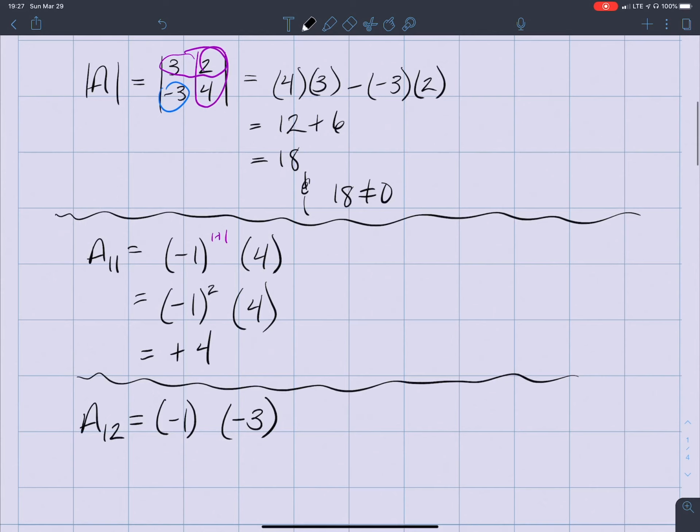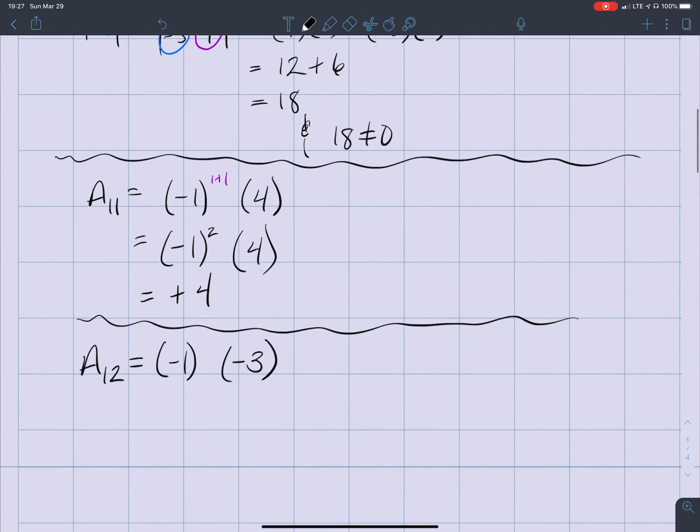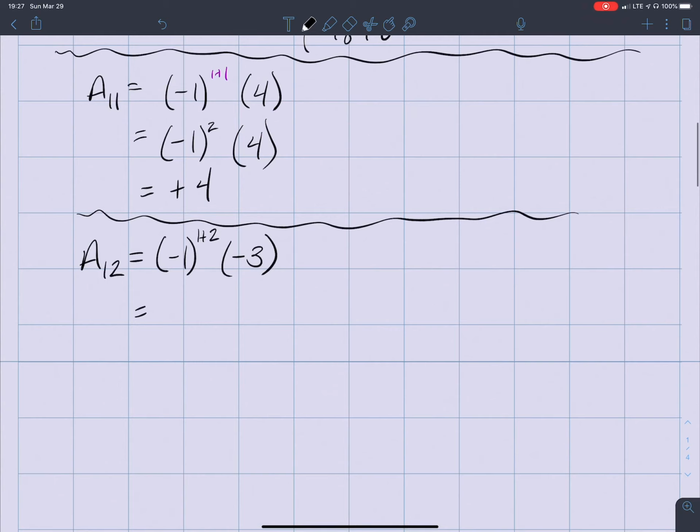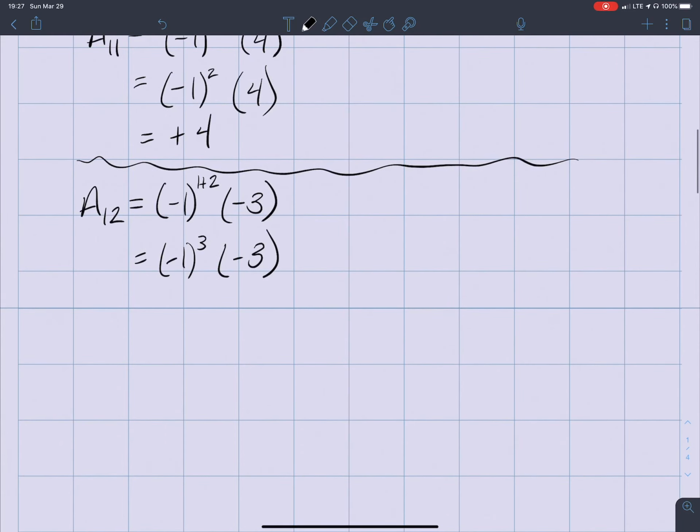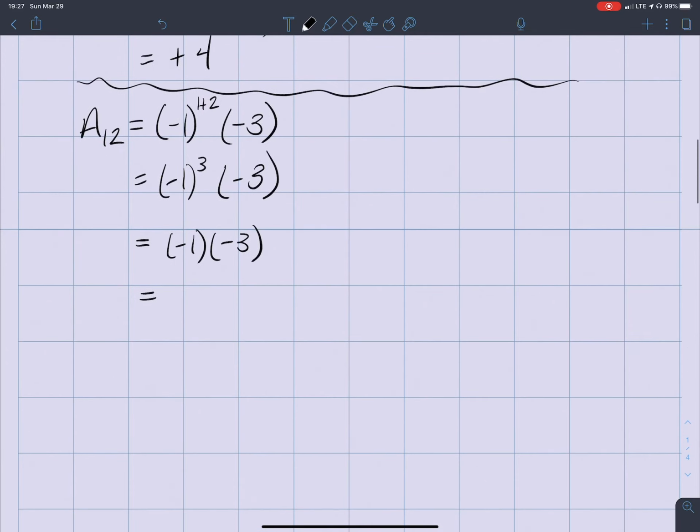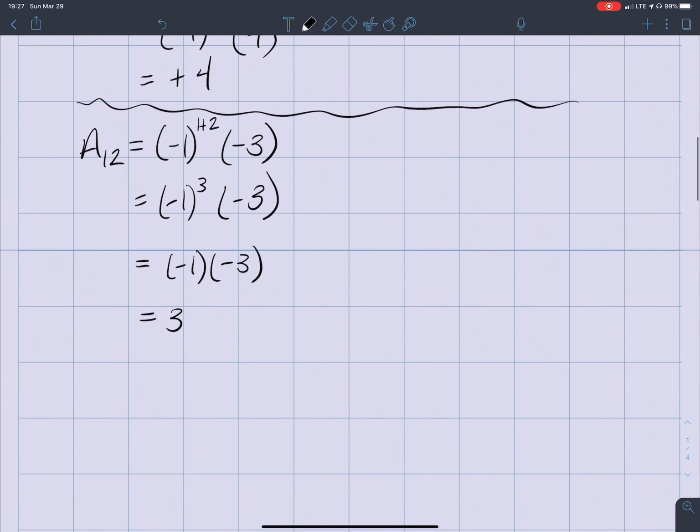And this is just a good way to remember, okay, I don't have to do this positive and negative thing. I don't have to recall exactly where I am. I can just plug it in according to the index. And this is going to be 1 plus 2. And this is going to give me -1 to the third, and this is going to be a negative number times -3. And what we can say is -1 times -3 is equal to 3. And this is another entry that we're going to be using.